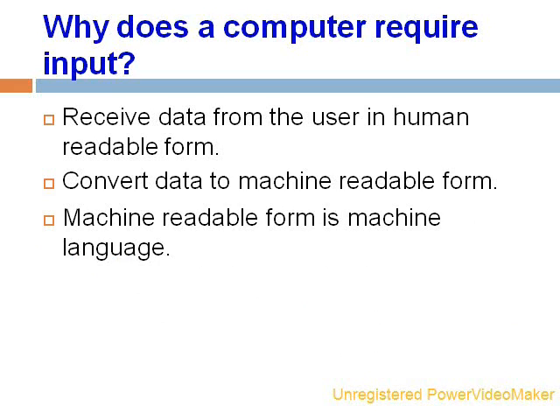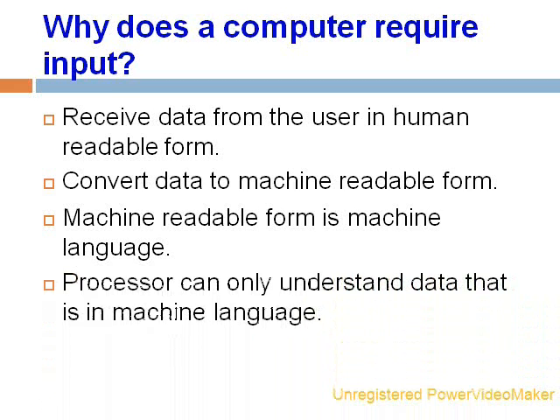What do we mean by machine readable form? Machine readable form is machine language or machine code. Machine language is the only language which is spoken or understood within the computer. The processor can only understand data that is given to it in machine language. Therefore, a computer requires input to receive data and to convert the data into machine readable form so that the computer can work on the data.